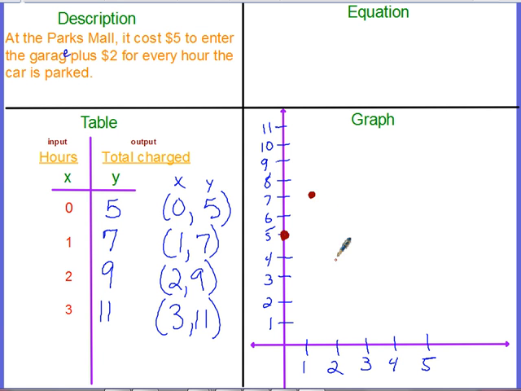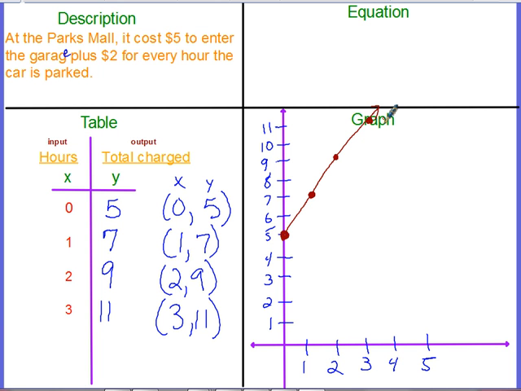I'm going to go ahead and finish plotting the rest of my ordered pairs, 2, 9, and 3, 11. Now remember, these are linear, so they should form a straight line. I'm going to go ahead and connect those points as best I can, trying to make a straight line.